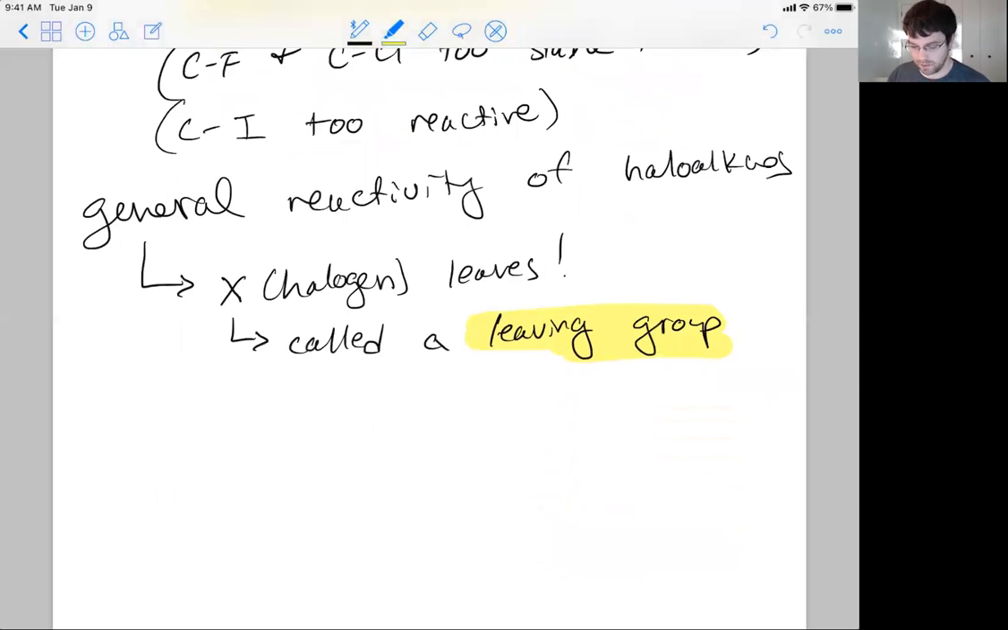Well, what does that mean? Let's tackle this issue first. What I want to do is say, okay, let's identify the leaving group.